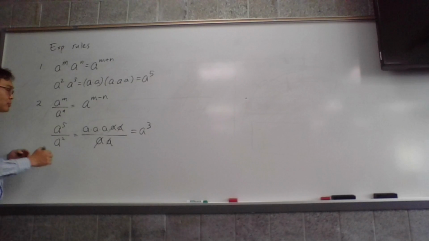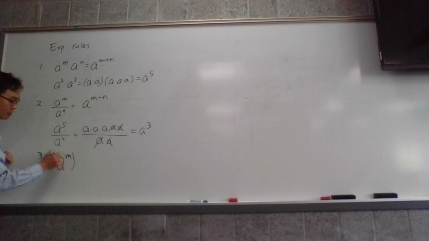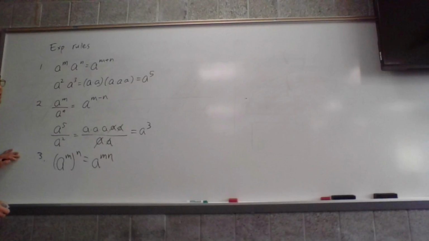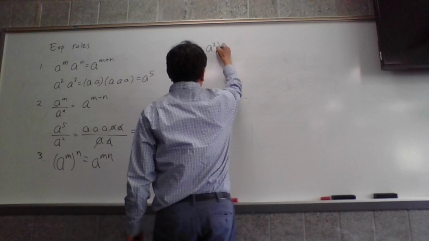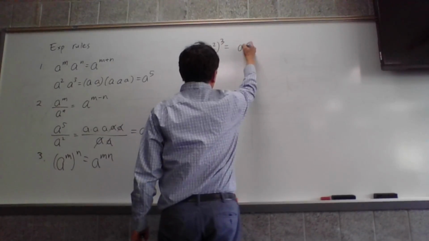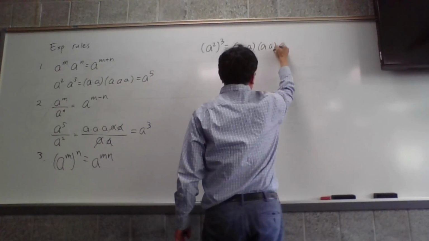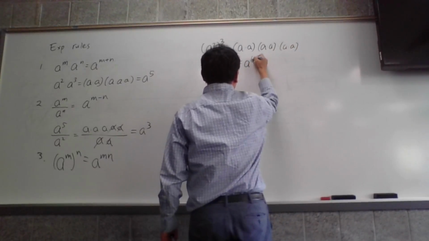But then look what happened. You've subtracted, right? Number 3, a to the m to the nth power is the same as a to the m times n. An example is, say you have a squared to the 3rd power. That's like a times a times a times a times a times a. So this is a to the 6th power.